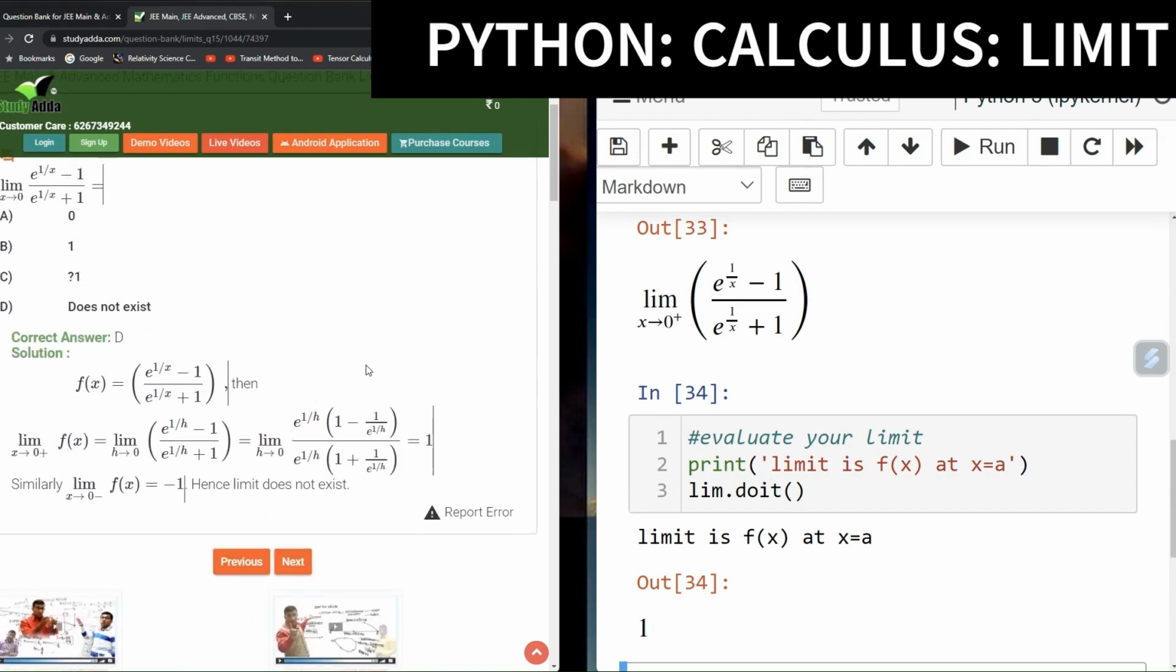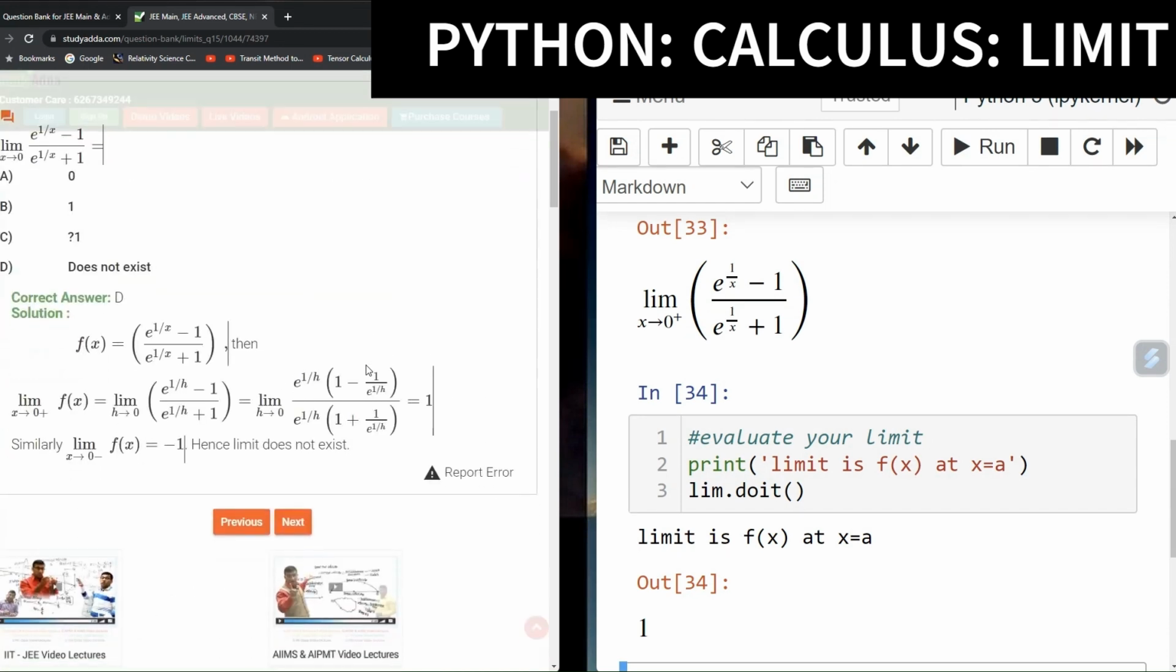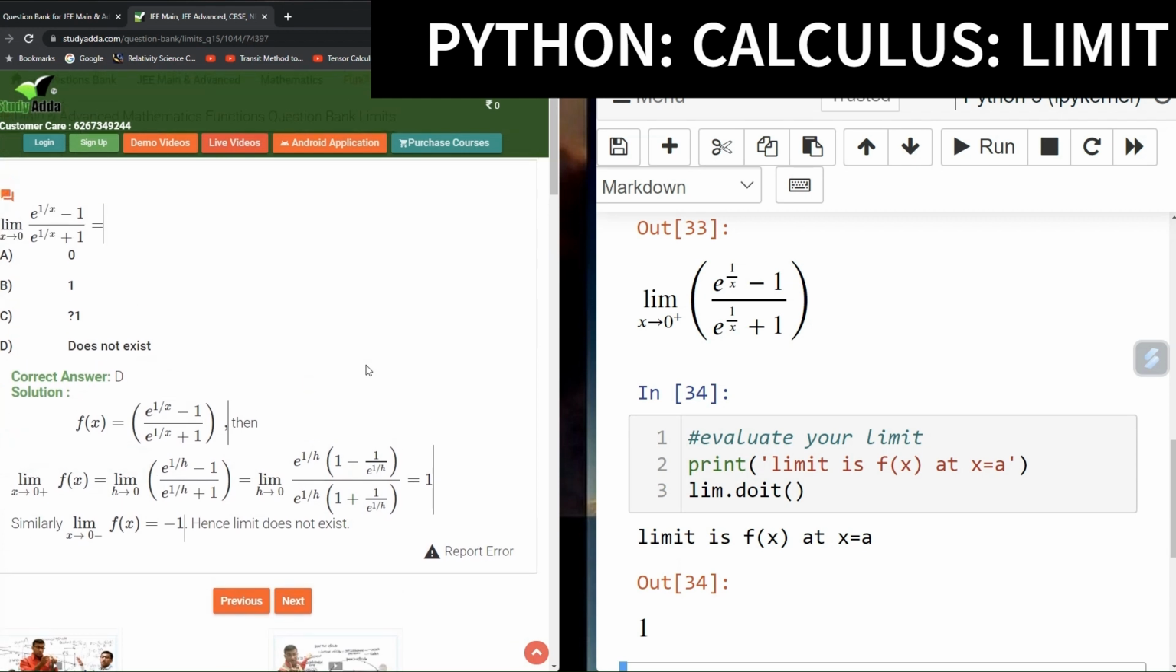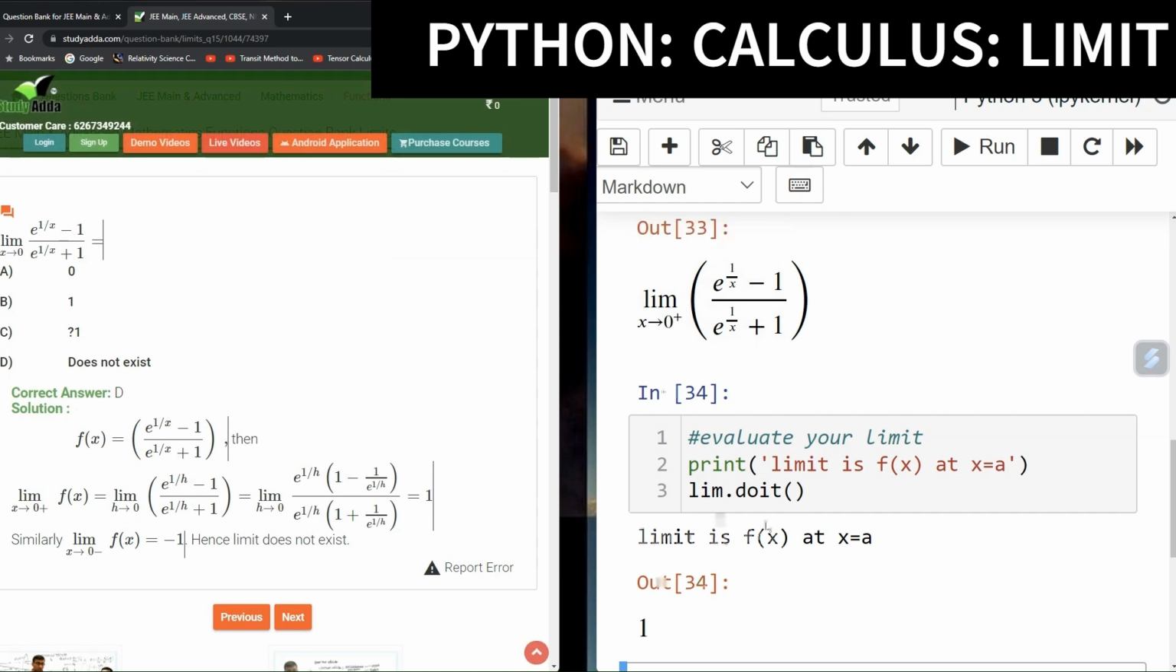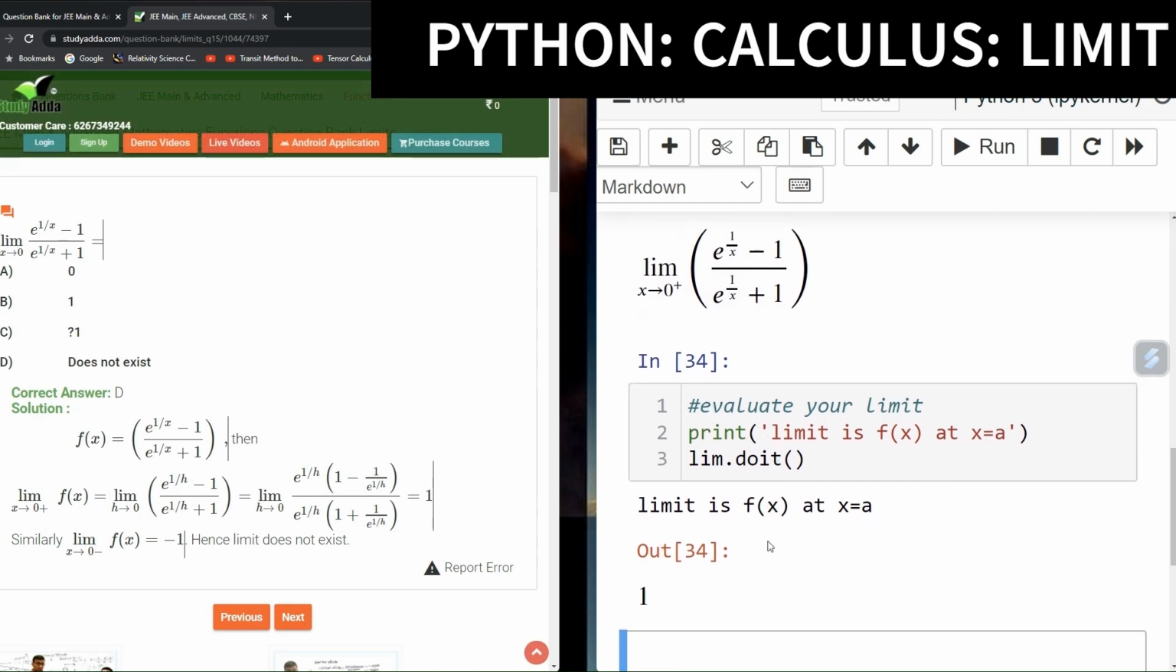Okay, so there is some error, so we have to evaluate at x equal to 0 plus and 0 minus. So the limit does not exist for this expression, but for x equal to 0 plus it is coming 1. So you can see that for 0 plus it is coming 1. So at x equal to 0 plus our limit is 1. So it's correct.